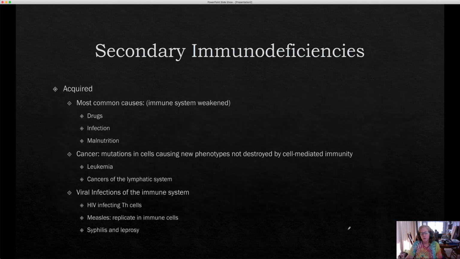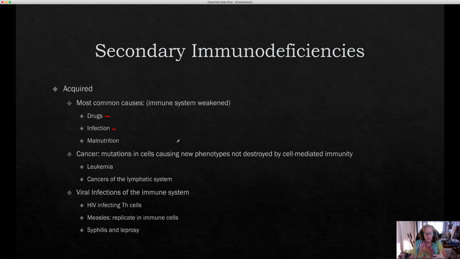Secondary immunodeficiencies are immunodeficiencies that somebody develops after birth. So it's not something you're born with. There's no genetic mutation. It's either through infection or exposure to something that has suppressed the immune system. Now, there are 3 very common causes of weakening of the immune system. The first is drugs, whether they are pharmaceutical or legal or illegal, but medications and drugs do weaken the immune system. Next is infection, bacterial infection.